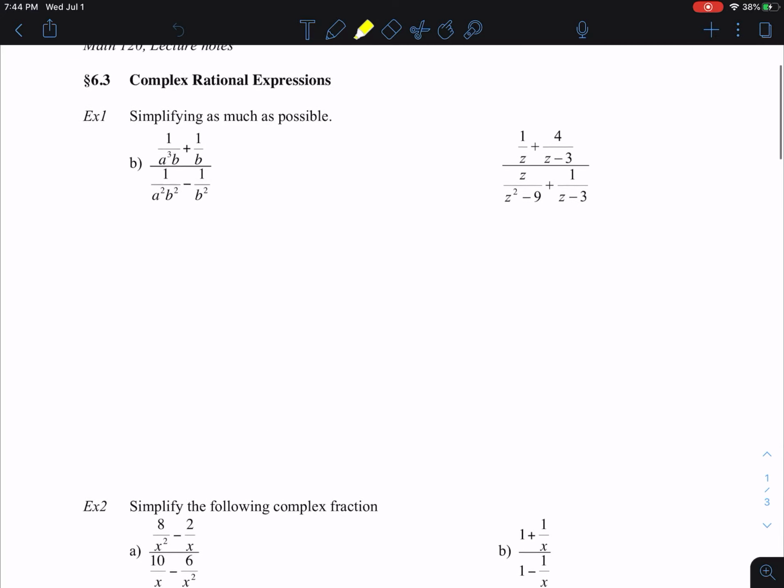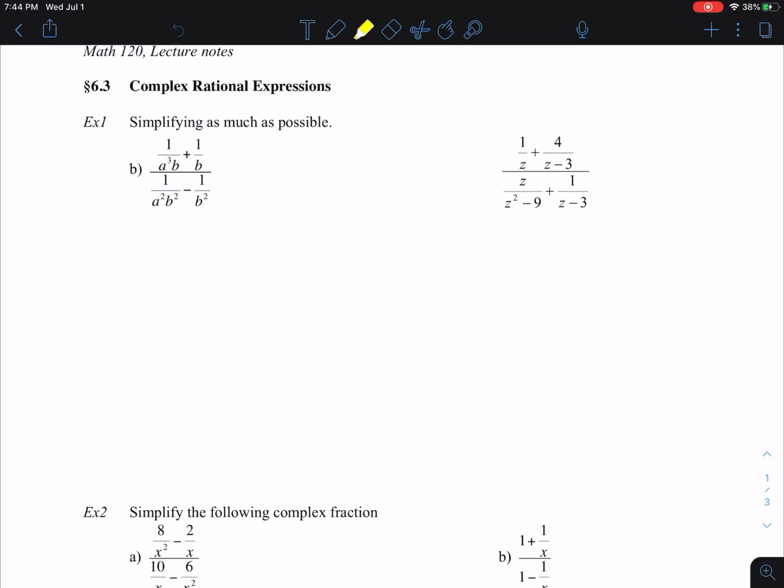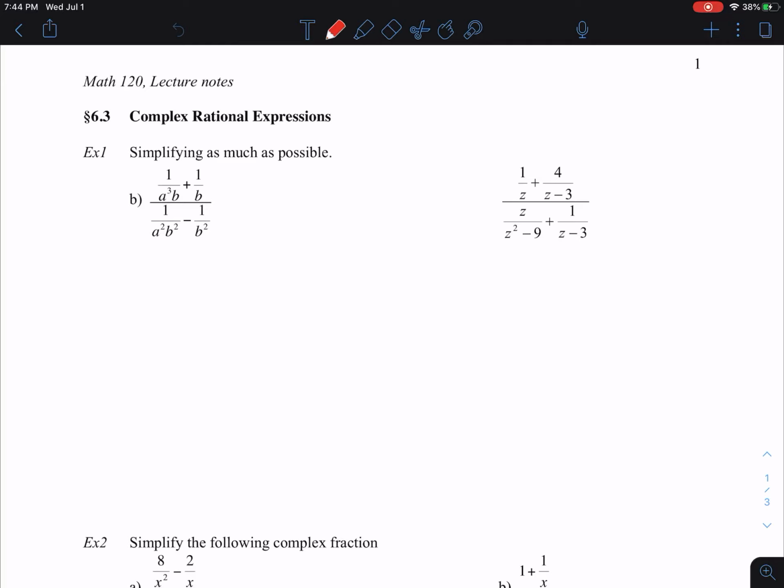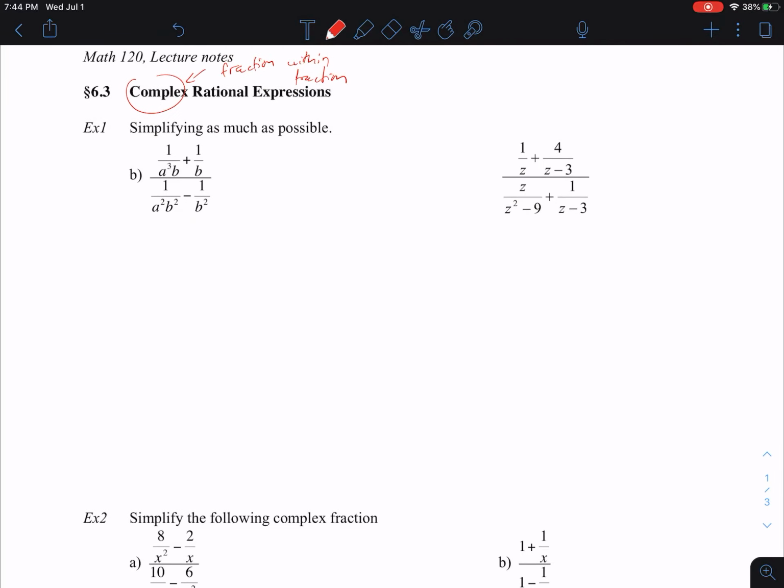Alright, so in this video we're going to look at complex rational expressions: how do we simplify complex rational expressions. The word complex refers to compound, where usually we're looking at a fraction within a fraction. It's complex as we have a fraction where the numerator contains a sum or difference of fractions, and the denominator does as well. And usually in algebra, we don't leave this as it is. Anytime we see a complex fraction, we want to simplify it.